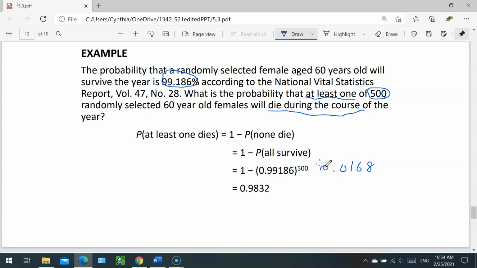It turns to 0.0168 approximately. When I use 1 minus 0.0168, it turns to 0.9832. So this probability represents that at least one female of age 60 years old will die that year, when you run the test among those 500 females.